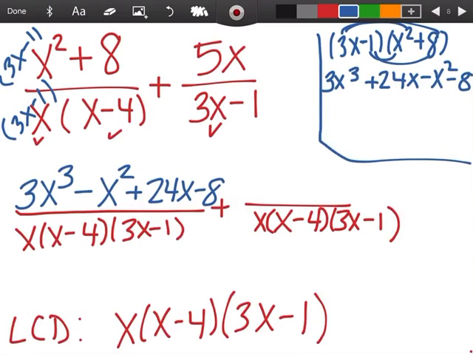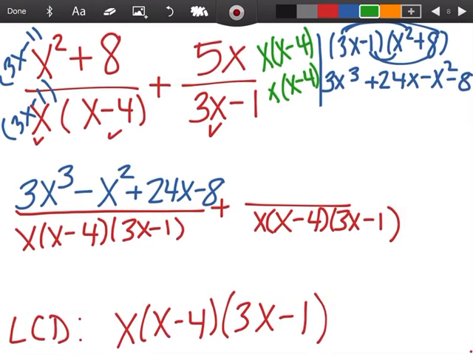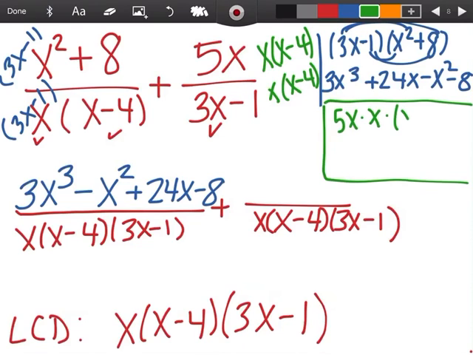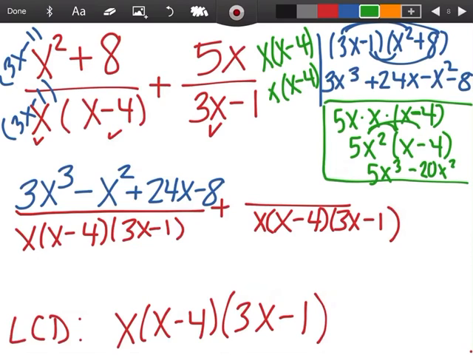And then in the second fraction, I'm looking at what I am missing in the denominator, and I'm missing both an x and an x minus 4. So I need to multiply by an x and an x minus 4. And so I'm going to take 5x times x minus 4. So I'm going to start, 5x times x is 5x squared, and then times x minus 4. So I get 5x to the third minus 20x squared.